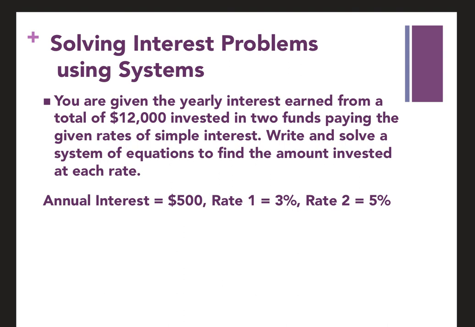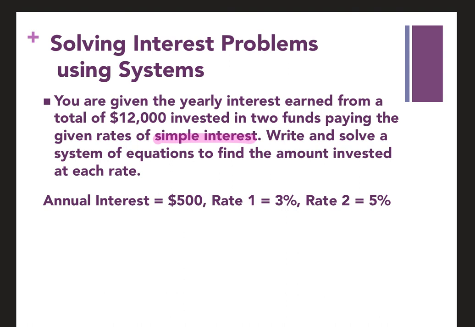It says you're given a yearly interest earned from a total of $12,000 invested in 2 funds paying the given rates of simple interest. Write and solve a system of equations to find the amount invested at each rate. Simple interest means literally I just have to take the money that's in there and multiply it times the interest earned. So if I'm earning 3%, I convert that to decimal, and the money earned is 0.03 times the amount of money that was given. That's how you figure out simple interest.